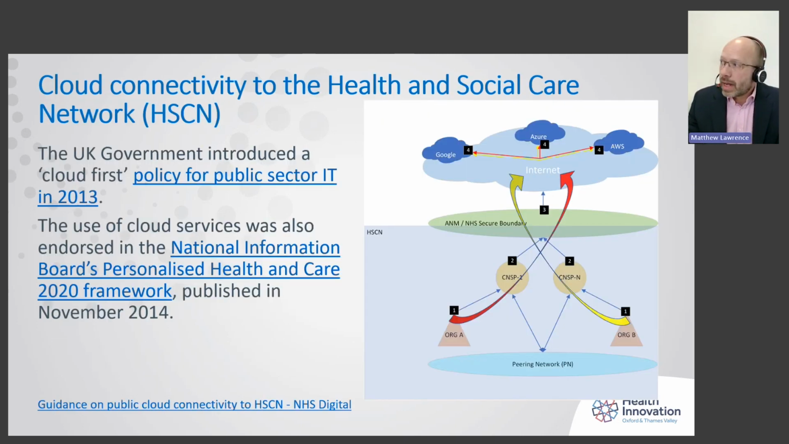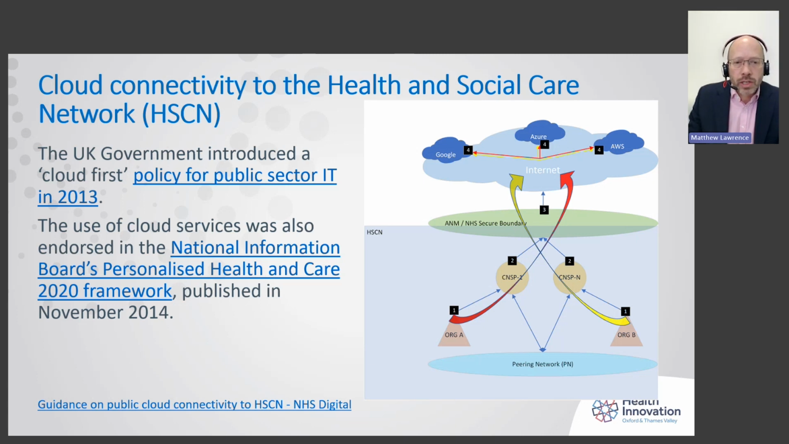So the way that people can access information where it's stored is, as you'd expect when you access anything on the internet these days, probably in the cloud. This is part of a government policy back in 2013 for cloud connectivity to the health and social care network. If people have been in the NHS before, you might have heard of N3; the health and social care network is the new version of that. So it's a secure and very well controlled network to share that information. There's a diagram from these sites here. The cloud service is also endorsed in the Personalised Health and Care 2020 framework as well.